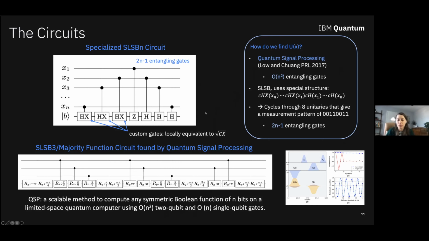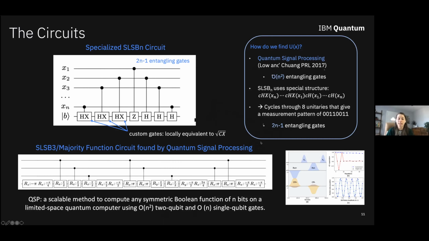For this SLSB function, we found it's a special case where we can actually further optimize the circuits so that we can make use of a structure that looks like this and actually compute these functions with 2n-1 entangling gates. So the quantum signal processing is still useful going to larger systems or to other Boolean functions where we don't have this special additional optimization we can do.